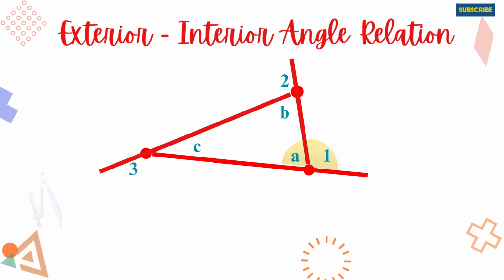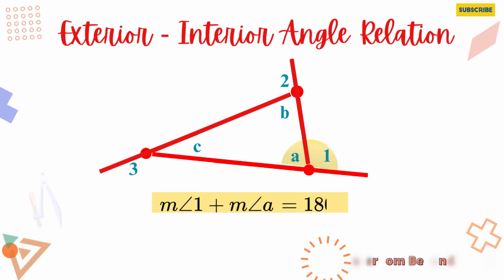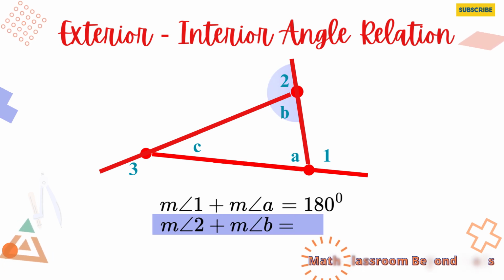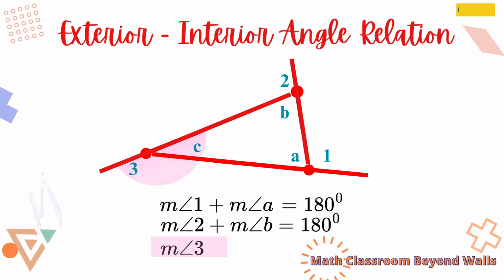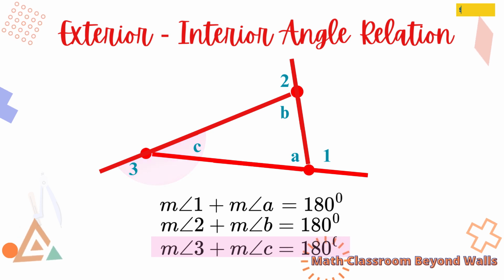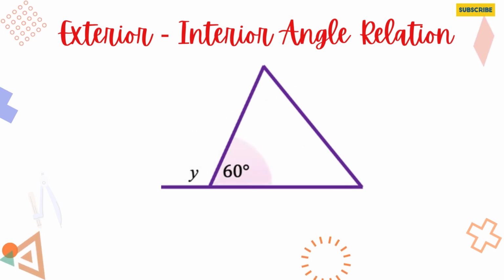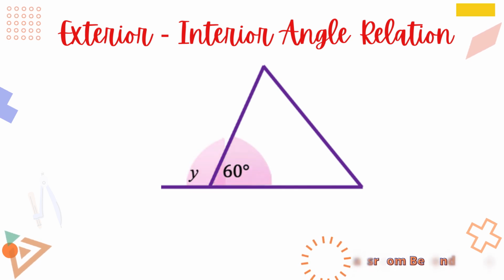Thus, the measure of angle 1 plus the measure of angle A is 180 degrees. The measure of angle 2 plus the measure of angle B is 180 degrees as well. And the measure of angle 3 plus the measure of angle C is also 180 degrees. So, if an interior angle of a triangle is 60 degrees as shown, what is the measure of angle Y?